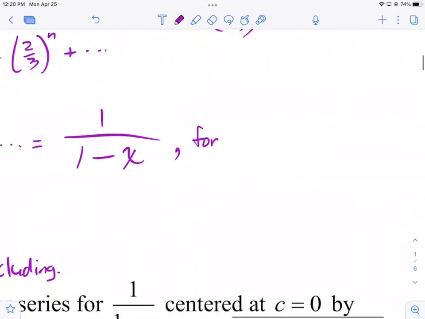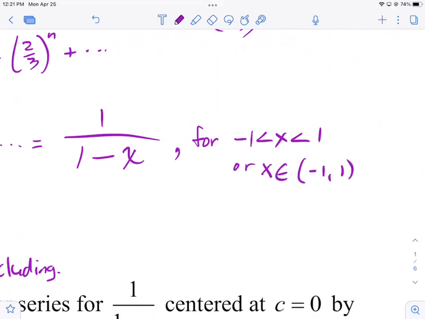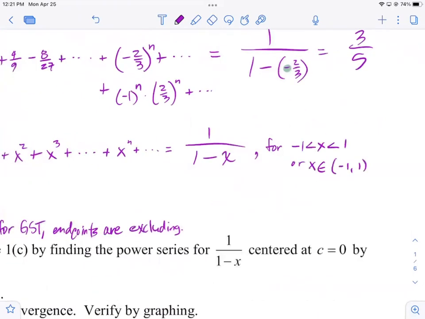So we'll say for -1 less than X less than 1, or you could say for X in the open interval from -1 to 1. That would be the interval of convergence. All right.